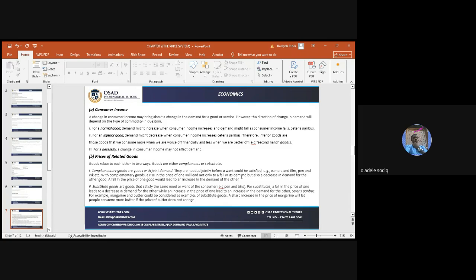This is another angle we are coming from now. We've said before that what will determine if you'll be able to buy a particular product that you are willing to buy is, one of it, your income level. Income level is the same thing as your purchasing power. Can you afford it? Now, here they're saying that it is not just about the income alone. The direction of change in demand will depend on the type of commodity. So please also take note of this. It can also be an exam question. So what are the types of commodity that we have? We have normal goods.